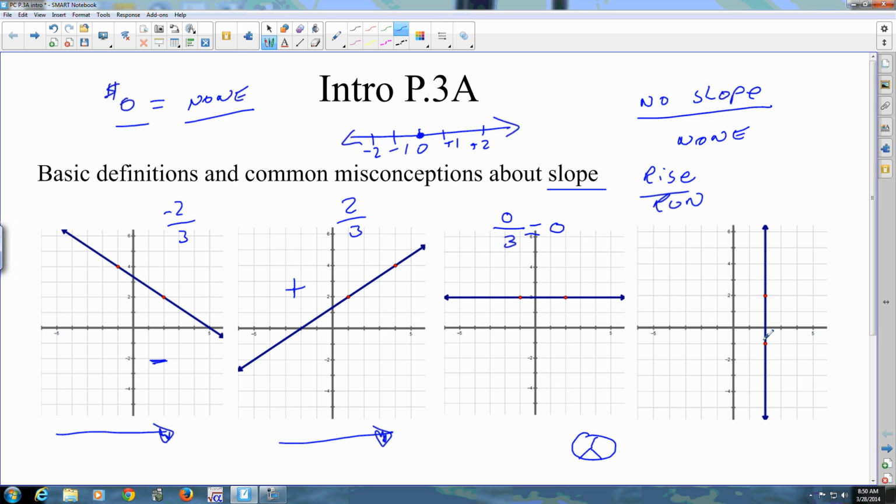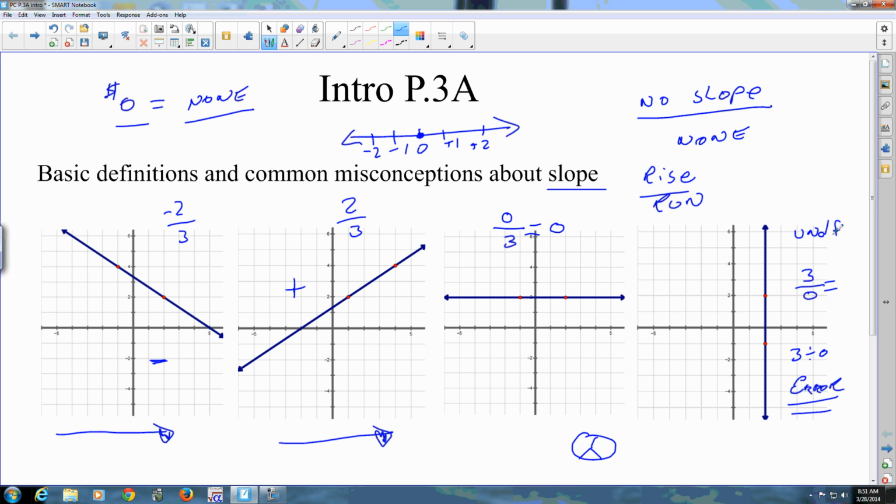Okay, let's try this one. You're going to go up 1, 2, 3, but you're not going to run. This one's a little bit different. You can't divide by 0. If you type this in your calculator, 3 divided by 0, you get error. Now, it doesn't mean, once again, that you don't have a slope. It means you have one. Unfortunately, I just can't tell you what it is because the slope is undefined.